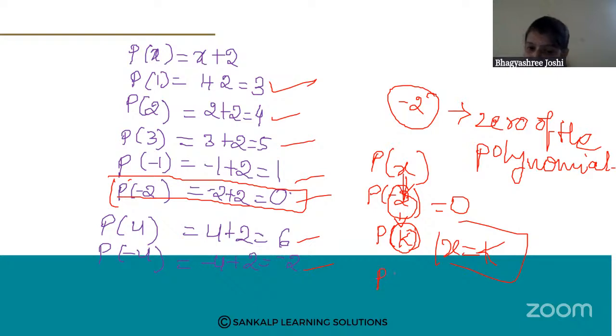Therefore, if p of k is equal to 0, then x is equal to k. Here -2 is k. p of k, when it is -2, it is 0. p of k is 0, then x is equal to k.